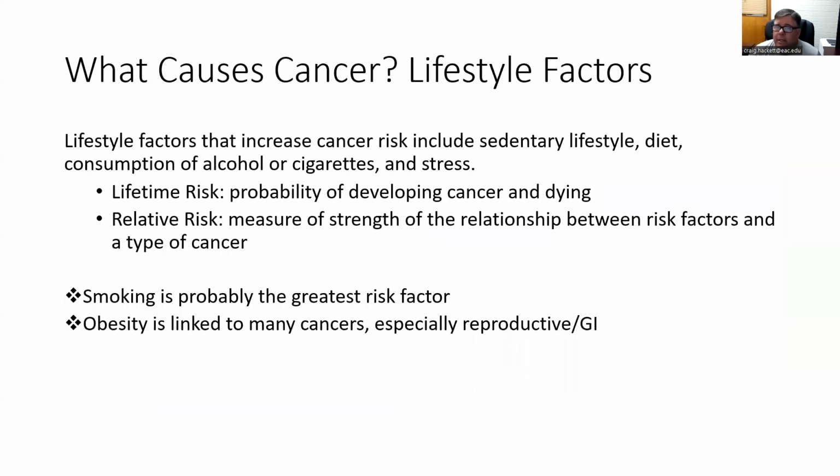There are 2 ways that we can look at it: lifetime risk and relative risk. So lifetime risk is the probability of developing a cancer and dying from it. That's a lifetime risk. And relative risk measures the strength of the relationship between a risk factor and a type of cancer. So there's a lifetime risk for smoking and cancer, right? So you have a high probability of developing lung cancer if you smoke, right? So there is a strong relative risk for smoking and lung cancer. So you see how that works?